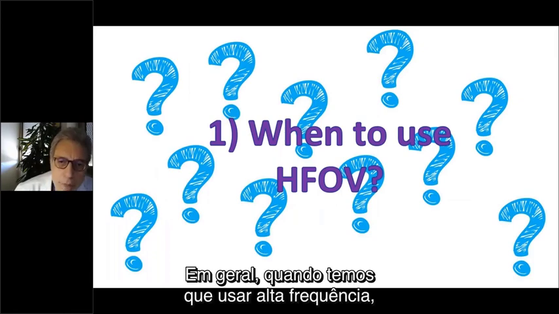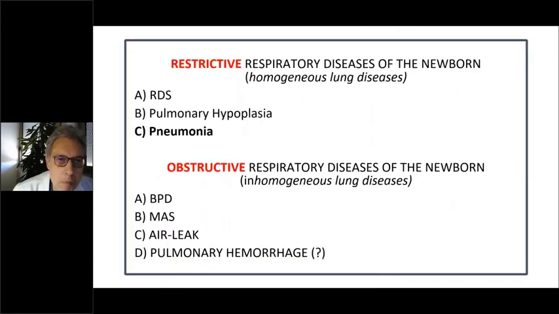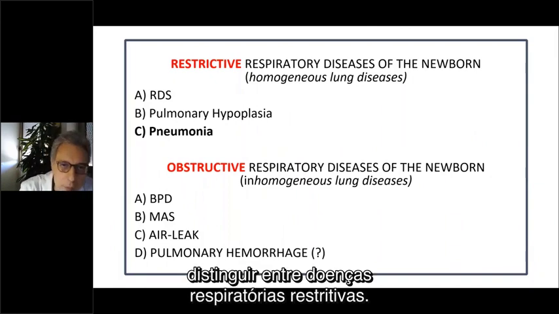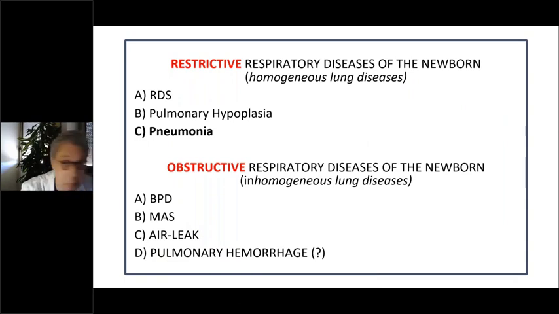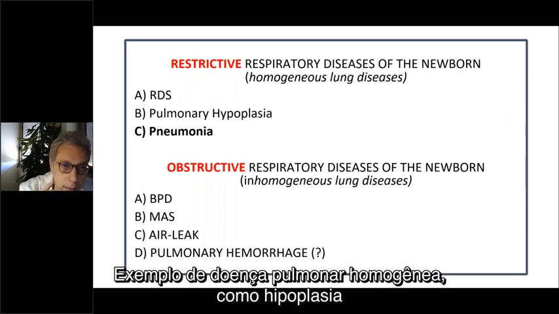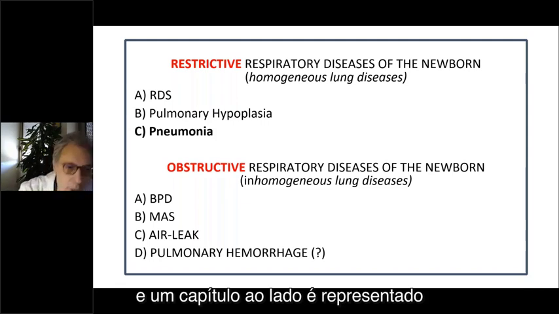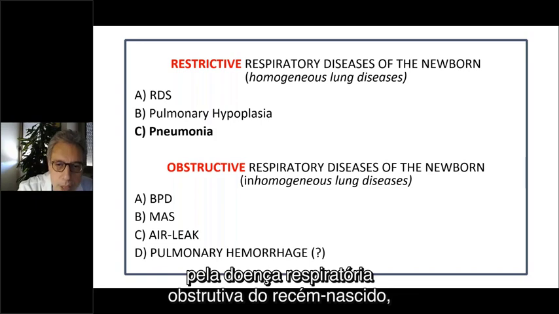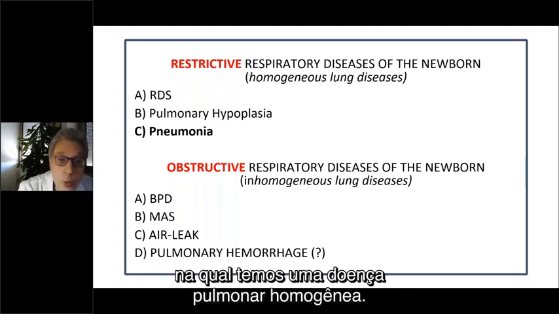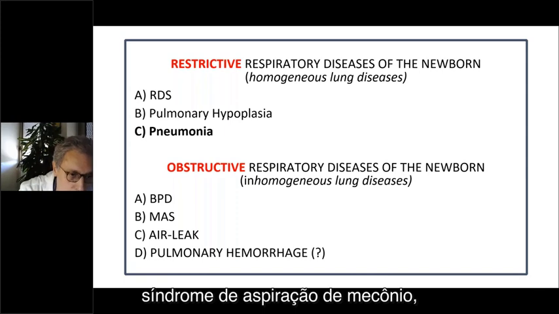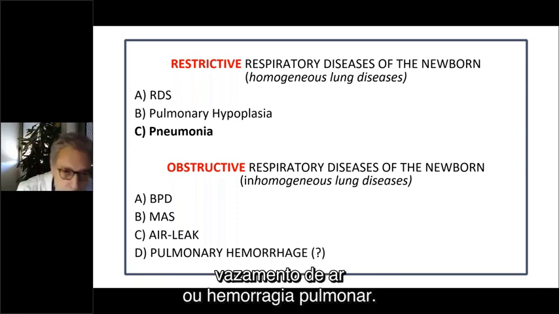In general, when we have to use high frequency, it's important also in neonatal physiology to distinguish between restrictive respiratory disease, example of homogeneous lung disease such as RDS, pulmonary hypoplasia, or pneumonia, and an opposite chapter represented by the obstructive respiratory disease of the newborn, in which we have inhomogeneous lung disease. Examples of these are bronchopulmonary dysplasia, meconium aspiration syndrome, air leak, or also pulmonary hemorrhage.